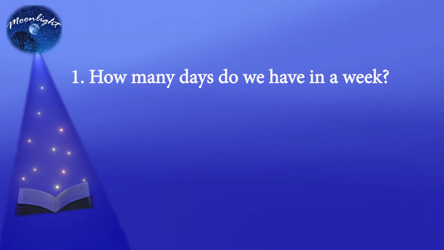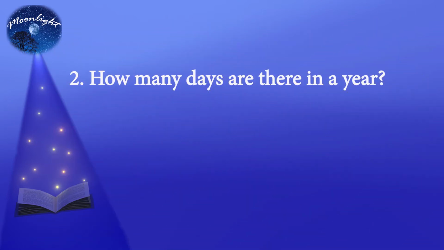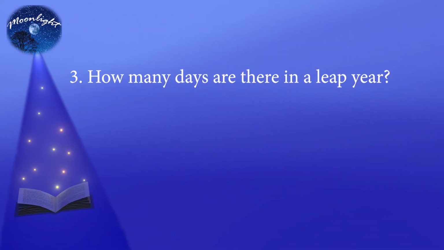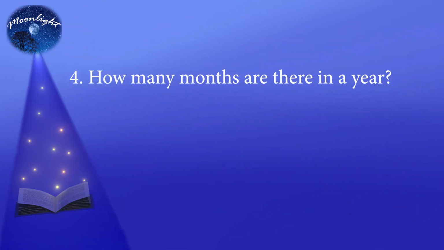How many days do we have in a week? 7 days. How many days are there in a year? 365 days. How many days are there in a leap year? 366 days. How many months are there in a year?